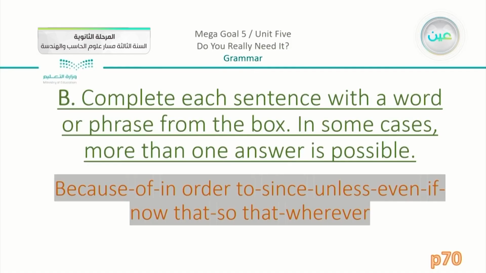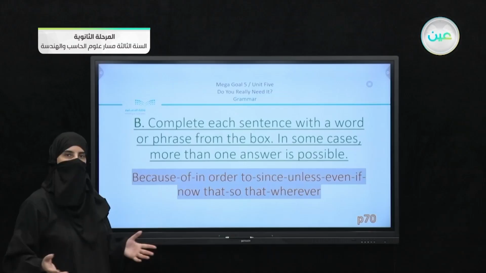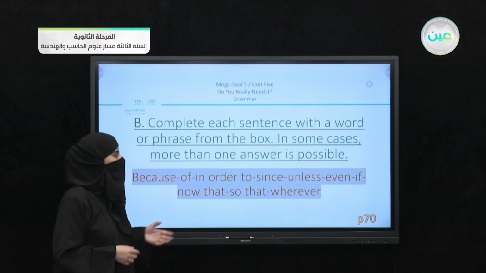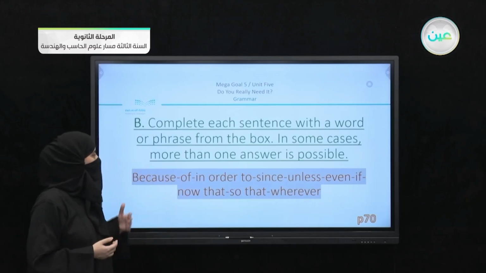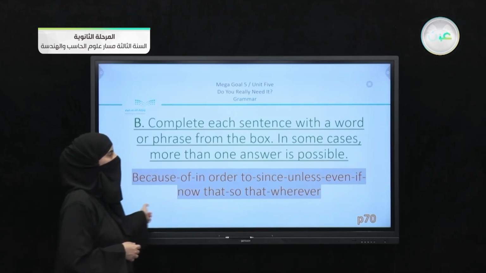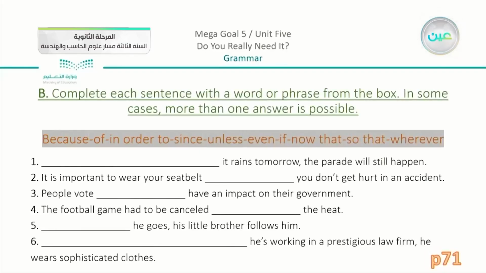In some cases, more than one answer is possible. Now you can see we have all these conjunctions: because of, in order to, since, unless, even if, now that, so that, or wherever. Now we are going to start with the first part.